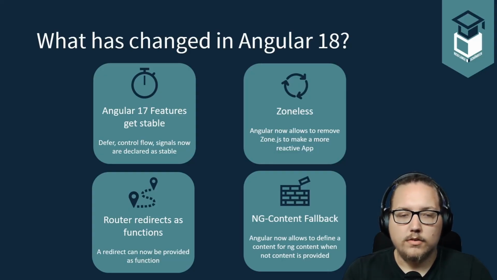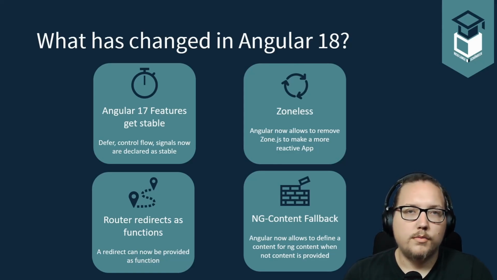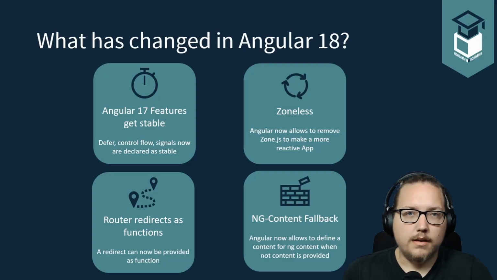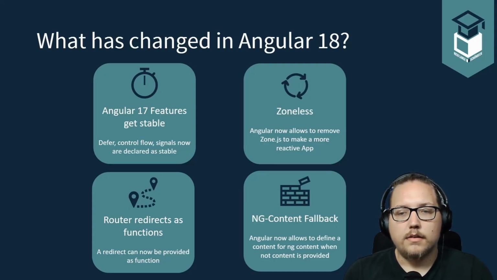Then we will take a look at a new function that you can use on the router that allows you to redirect the user based on a function return. And lastly, we will go on to the NgContent fallback. They have added a new possibility that you can provide a template or a text that gets rendered whenever a component does not get an NgContent replacement from the outside.